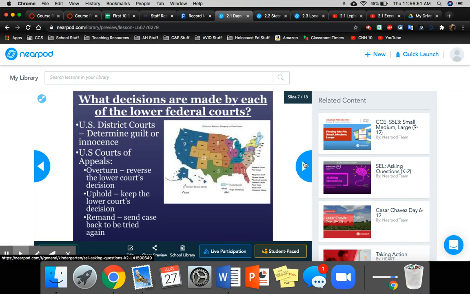Okay? So what decisions are made by each of the lower federal courts? You've got U.S. district courts. These determine guilt or innocence. Then you've got the courts of appeal. They can do one of three things. They can overturn the case, which reverses the lower court's decision. They can uphold a case, which keeps the lower court's decision, or they can remand it, which basically means they demand that a new trial be held.